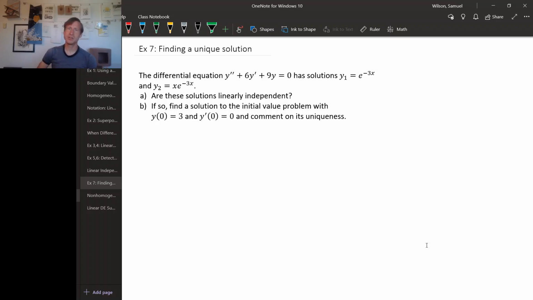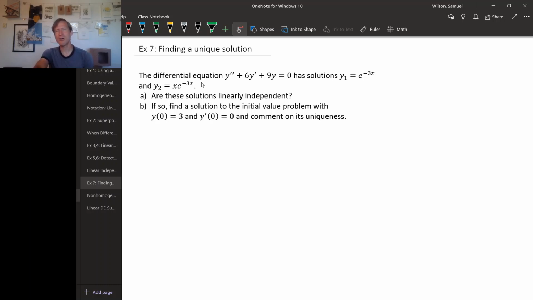Let's put everything we know together about uniqueness of solutions for higher order homogeneous linear differential equations. Let's put all of it together with an example. So here we have a differential equation, y double prime plus 6y prime plus 9y equals 0. That is linear and homogeneous, and it has solutions e to the minus 3x and x times e to the minus 3x.